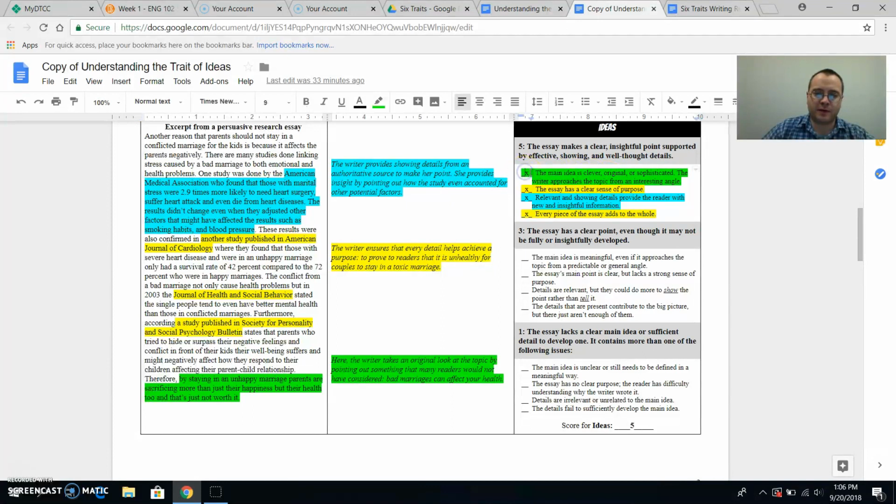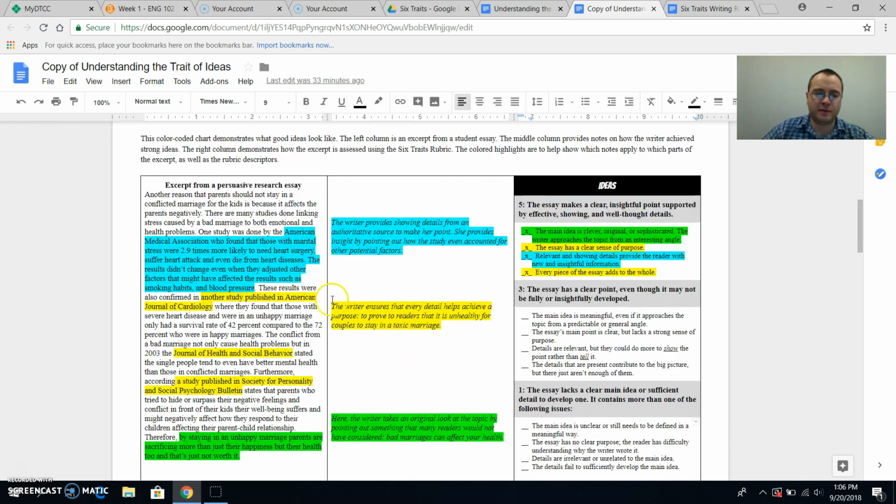Where there's an X mark, that means the writing meets that descriptor. And down here is the overall score. The middle column helps to offer notes to support why I marked these descriptors the way I did.